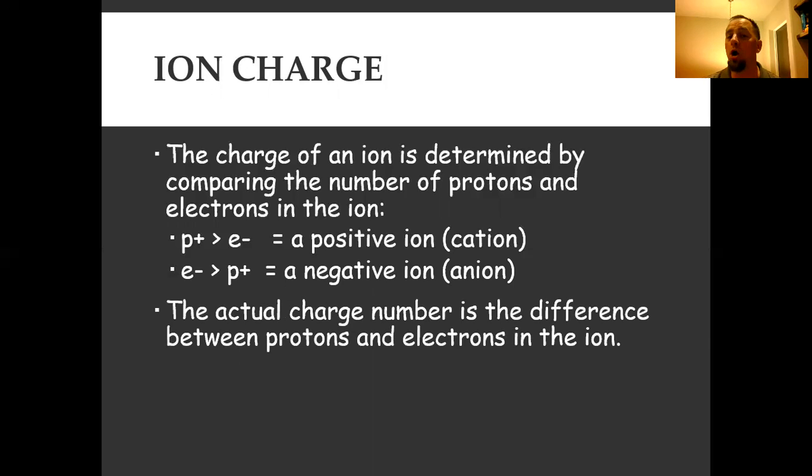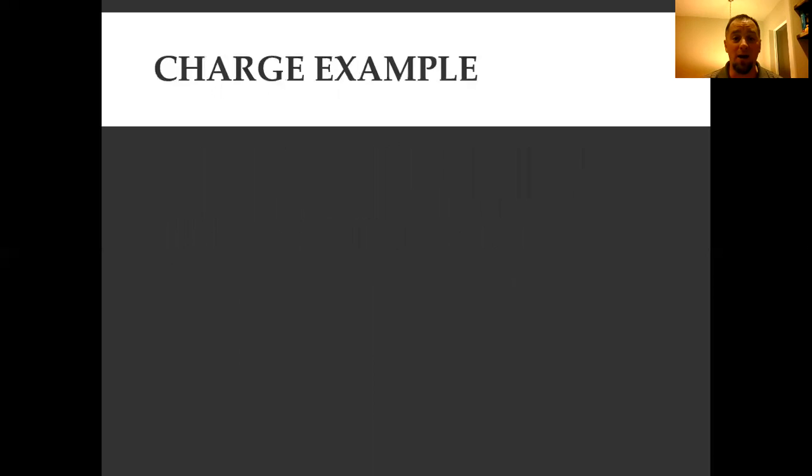And the actual charge, we can assign a specific charge to these ions depending on how great the difference is between protons and electrons. So the difference between the protons and electrons is also the charge on that ion. Okay, so let's take a look at a couple examples here.